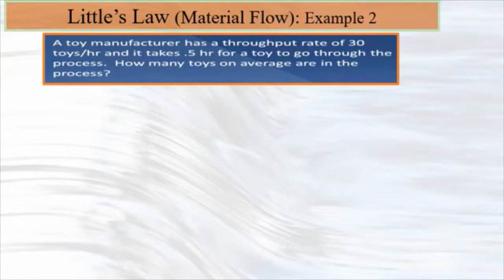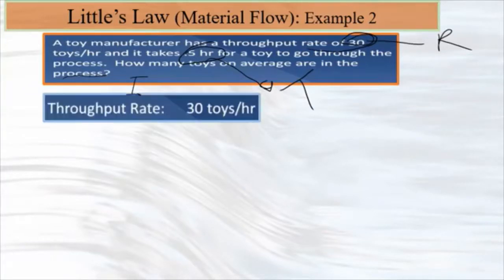Now, we have a toy manufacturer. That toy manufacturer had a throughput rate of 30. So this 30 is basically R. And it takes 0.5 hours for a toy to go through the process. We know that this is T, the time it takes for the flow unit to go from the beginning of the process to the end of the process. So that's T right here. How many toys are on average in the process? Now they're asking us for I. What's stuck in the process on average is basically I.